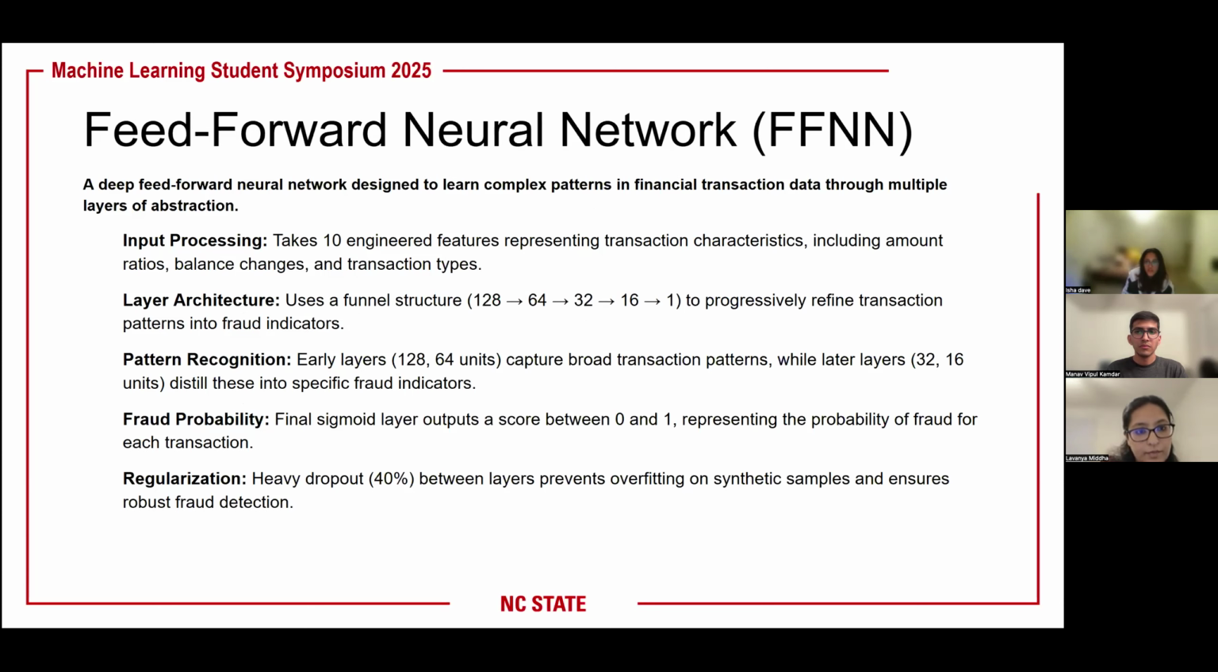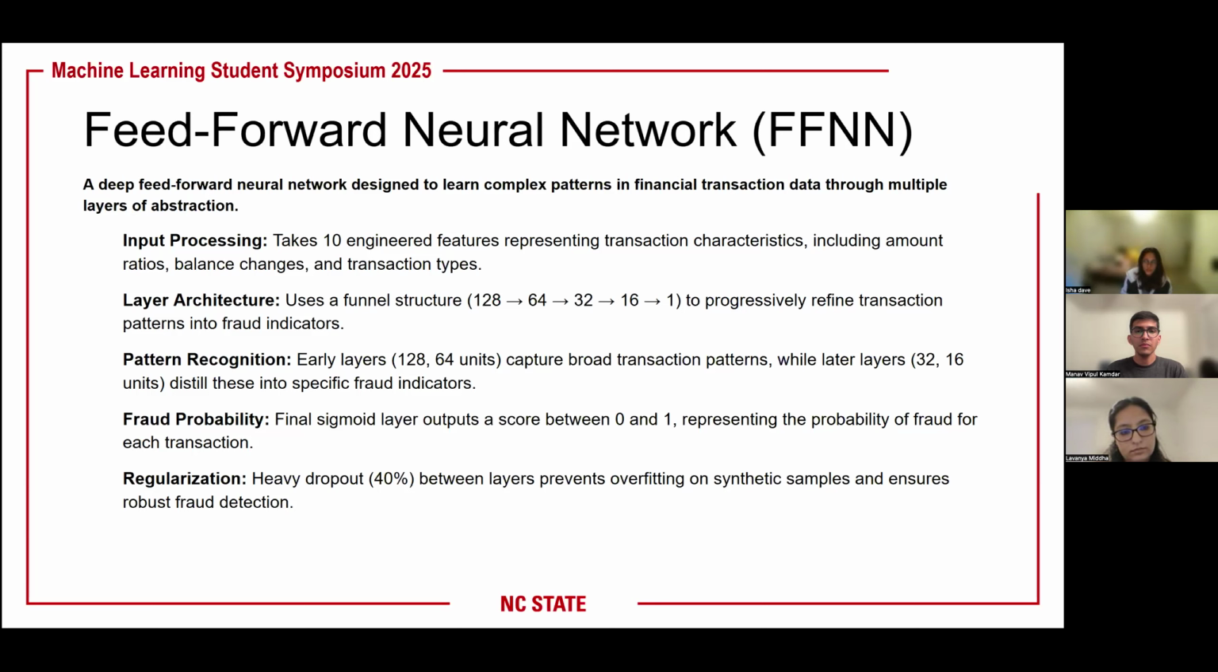Our model employs a feed-forward neural network, specifically a multi-layered perceptron, which is optimized for financial transaction analysis. The network processes 10 key transaction features through a funnel-shaped architecture, that is, going from 128 to 1 neuron, progressively refining transaction patterns into fraud indicators. The final sigmoid layer outputs a fraud probability score between 0 and 1.